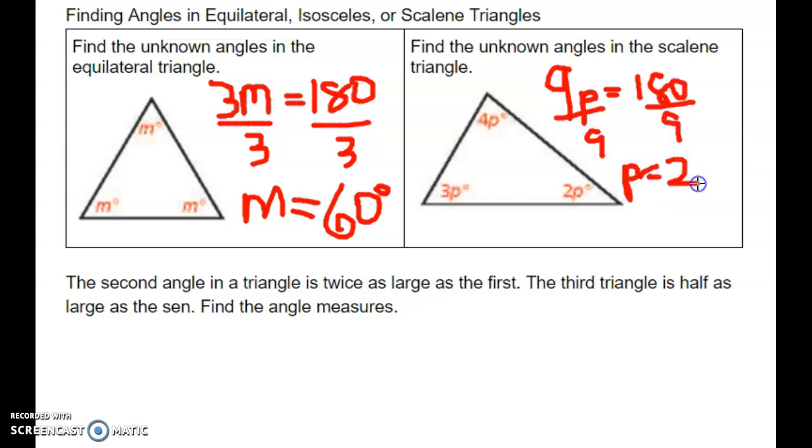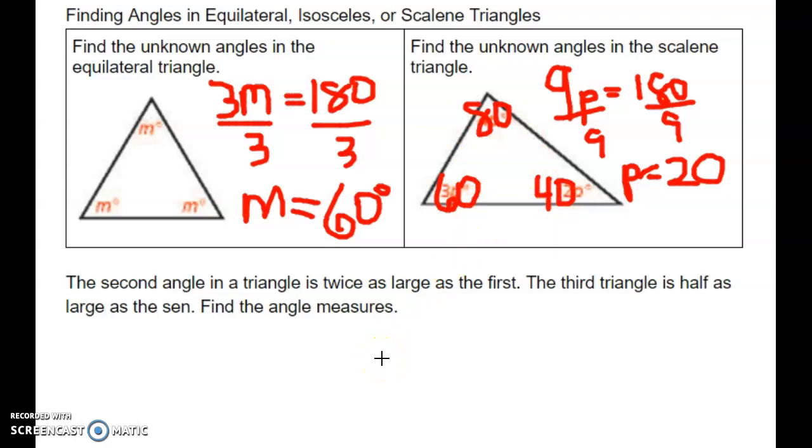But that's not our question here. It's not what was p. Our question said to find the unknown angles, okay? So if this angle is 2p, that means it's really 40 degrees. If this angle is 3p, 3 times 20, it's really 60 degrees. And that means this one here, 4p, is 4 times 20, and so it's 80 degrees. And the way you can check this is to now add up these three angles and make sure you get 180. I know 80 plus 40 is 120, and 120 plus 60 is 180. So we must have done it right, okay?